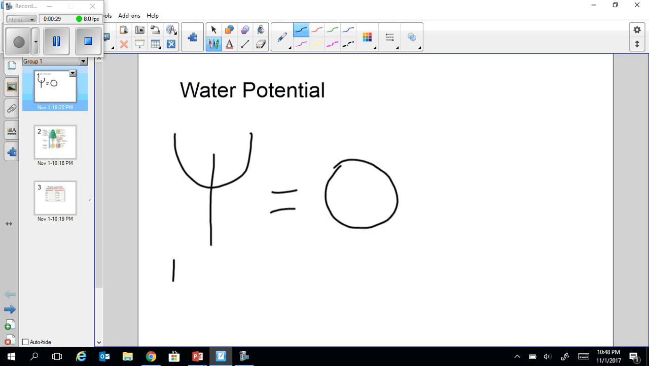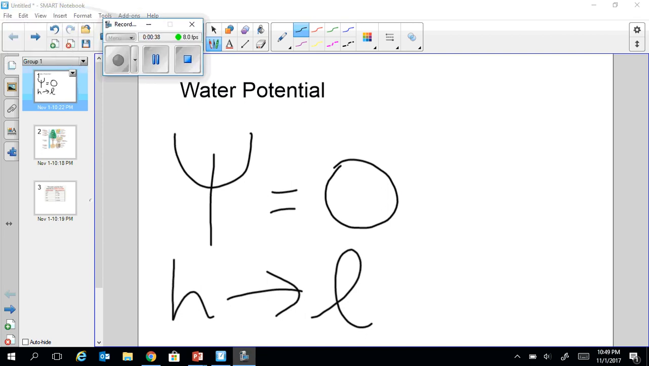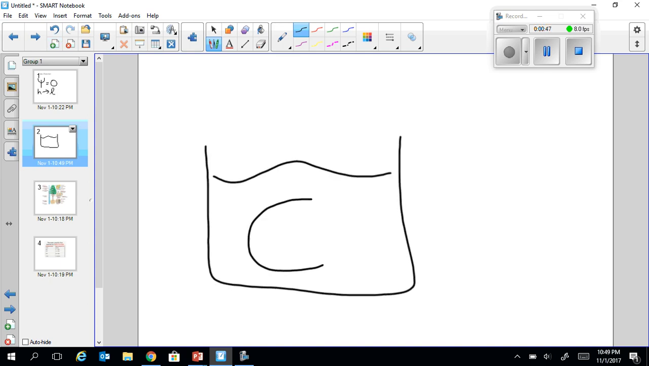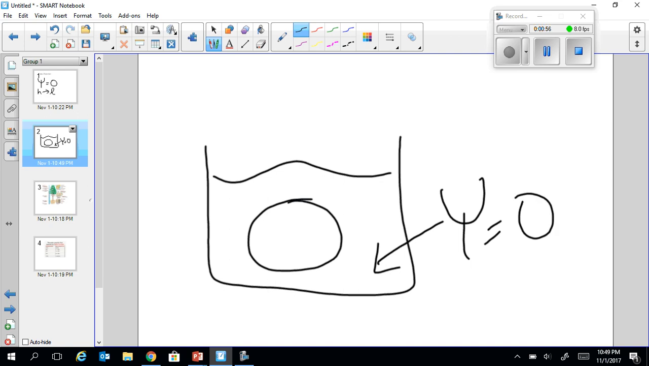And water always moves from areas of high to low concentration. So I want to compare two different solutions. So let's see here. We've got a beaker of water, and we have a cell. Here, this solution has a water potential of 0, and that's because it's just pure distilled water. There are definitely solutes within a cell, so the water potential inside the cell is going to be lower. So let's say this is -2.